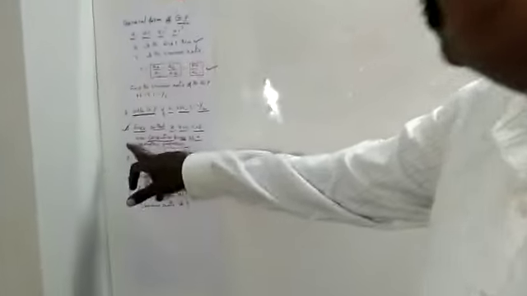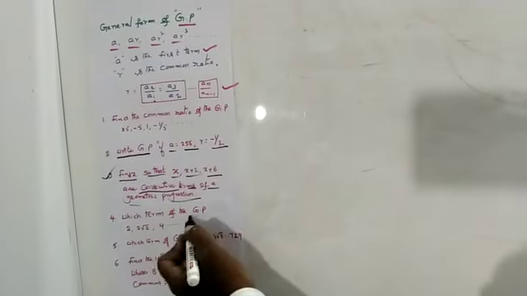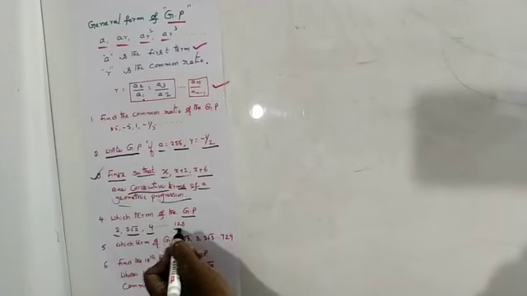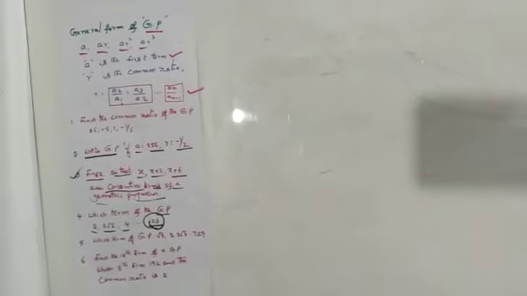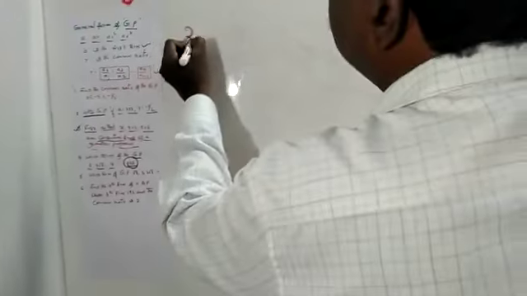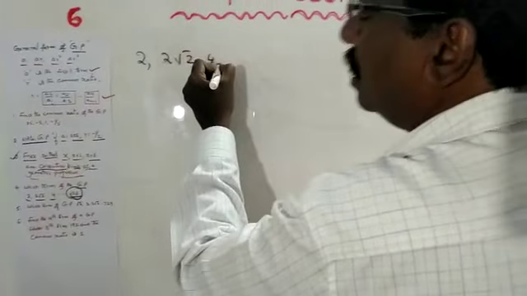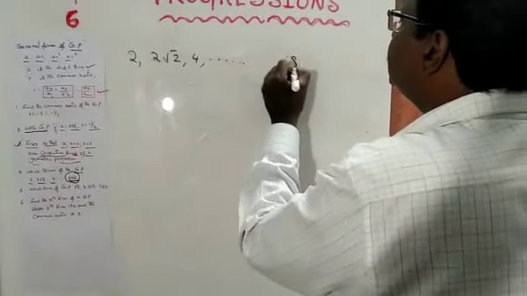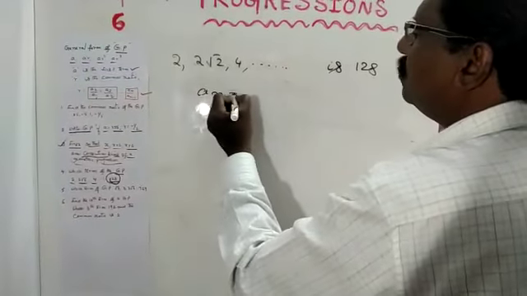Look here. So three problems, this is our fourth problem. Which term of the GP 2, 2 root 2, 4, ... is 128? So you have to write first 2, 2 root 2, 4, and so on, is which term? 128. So here an is equal to 128.